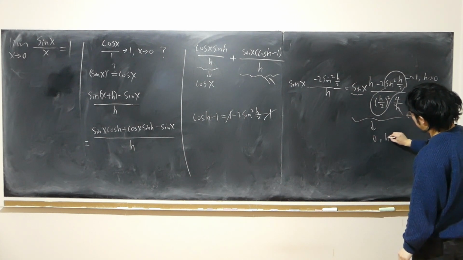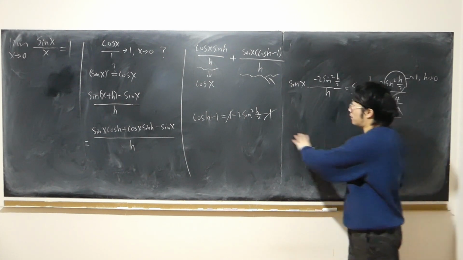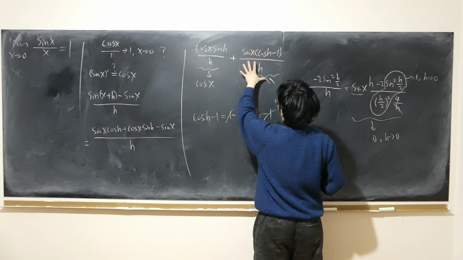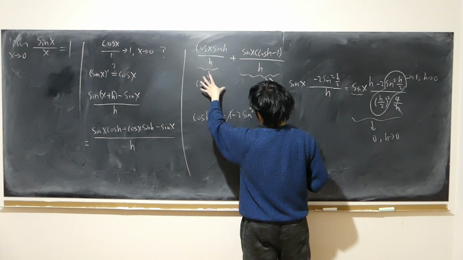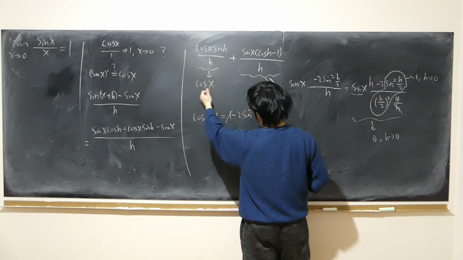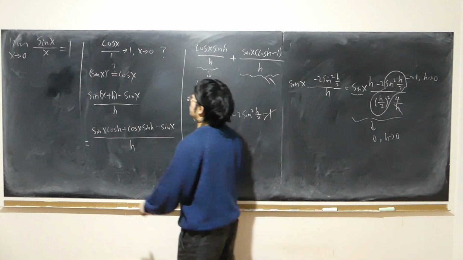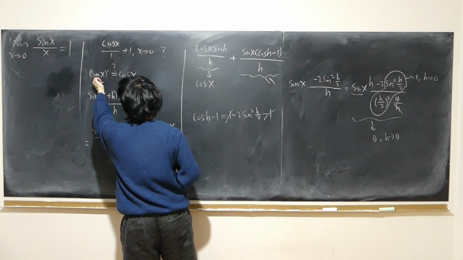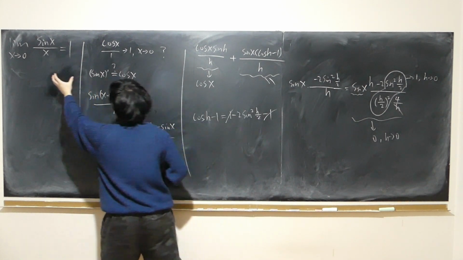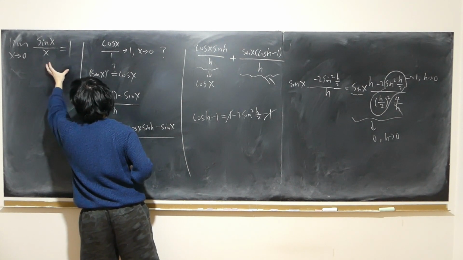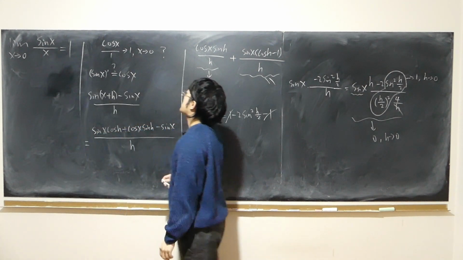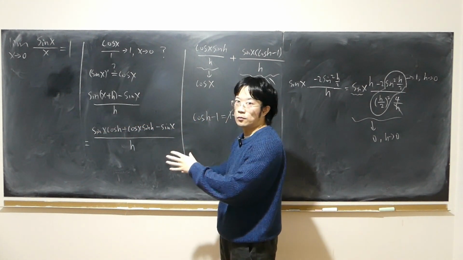So don't worry about that, this is gone. All I need is this, all I have is cosine x. So that's how we know that the derivative of sine x is cosine x, because we know that the limit of sine x over x is 1. So the logic works this way.